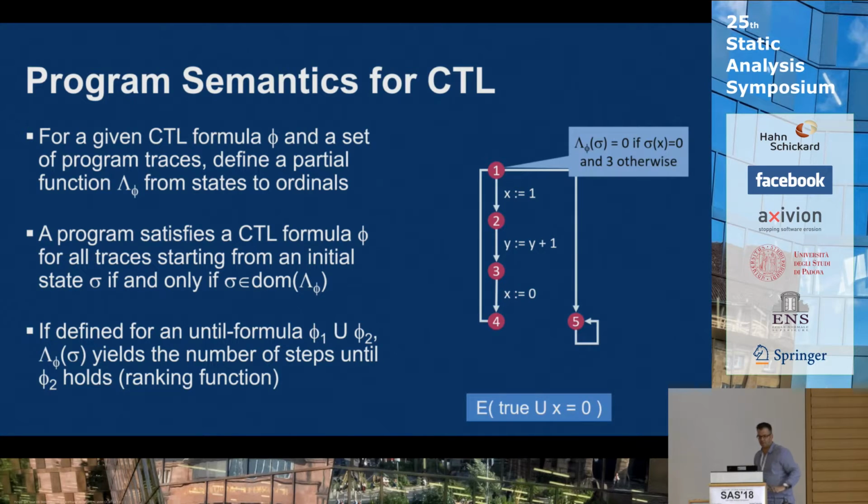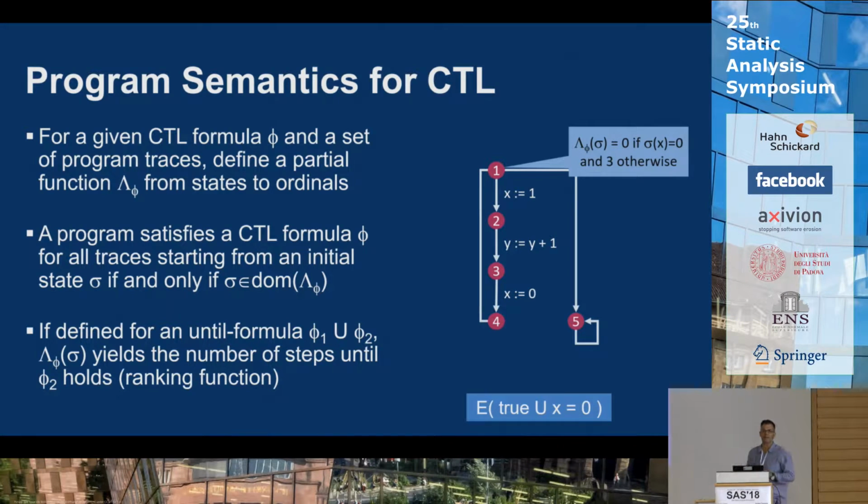Similarly, if I look at the same property but with an existential quantifier, so there exists an execution on which x will eventually be 0, then my function at the program start again gives me 0 if x is already 0, so then I'm good. Otherwise it gives me 3, because there exists an execution, namely the one that goes down here, in which after 3 steps, 1, 2, 3, x will actually be 0. Okay? So there are 2 aspects that are important here. The most important aspect is whether the function is defined or not, so the domain of the function. The second aspect is this ranking function that we define this way for the until properties.